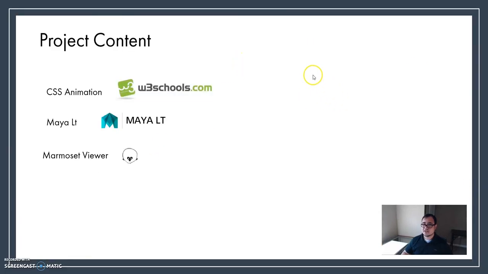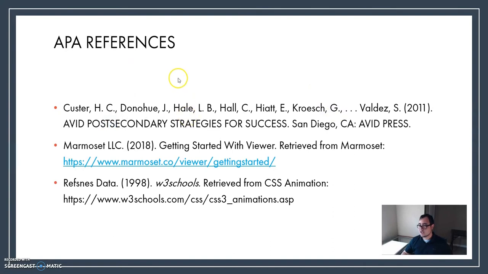Alright, we're going to move on to the next part, which is basically our APA references. So if you have any questions, if you want to look at some of the software that I'll be using, if you want to look at the AVID strategies, all of this can be found in the APA references. Feel free to check them out.